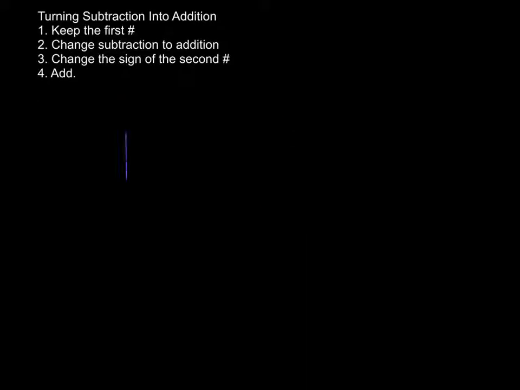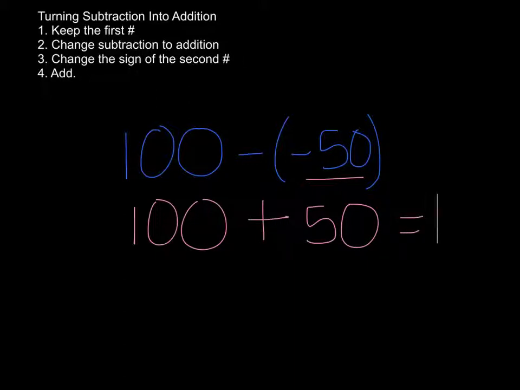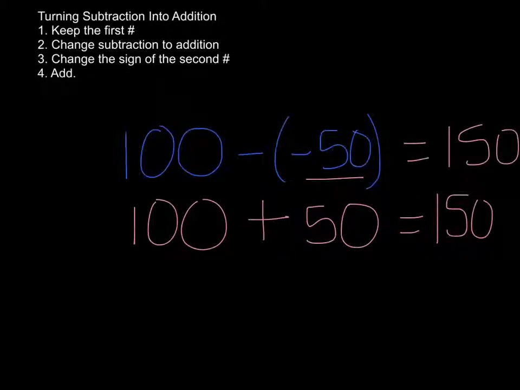Let's try it with a bigger number. 100 minus negative 50. First number stays the same, change subtraction to addition, change the sign of the second number. 100 plus 50 is 150, so 100 minus negative 50 is also 150.